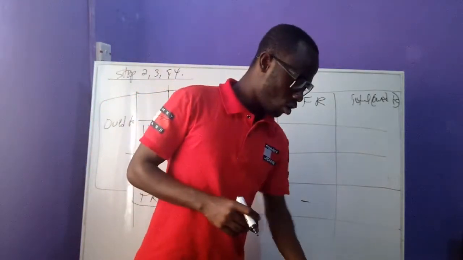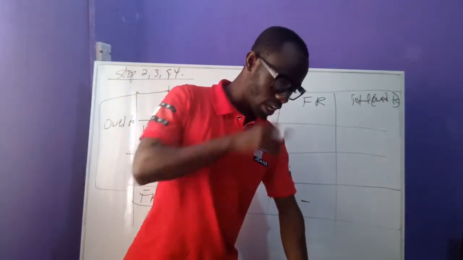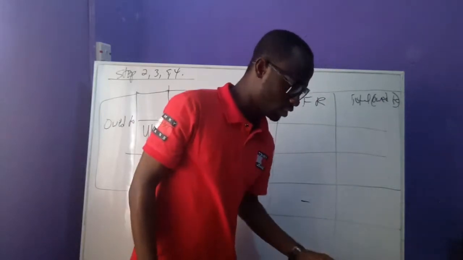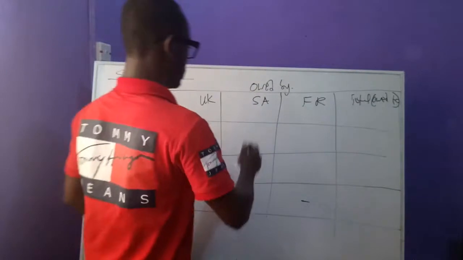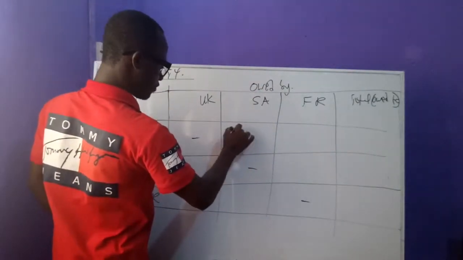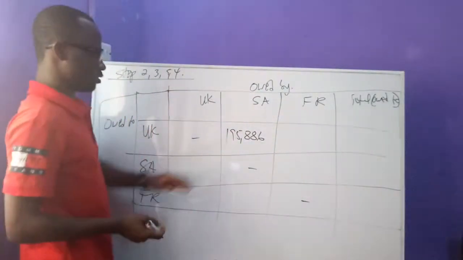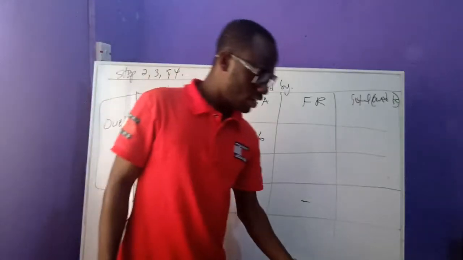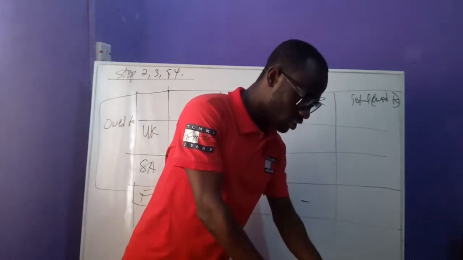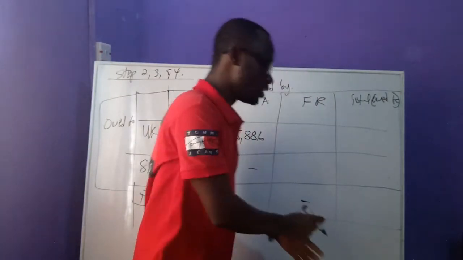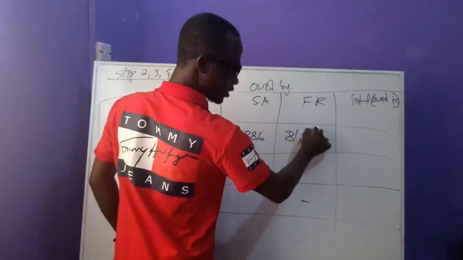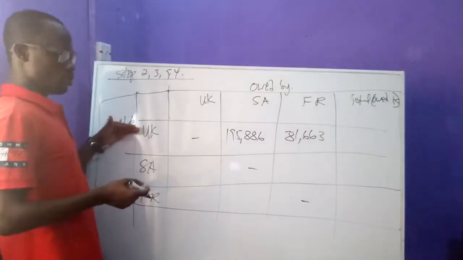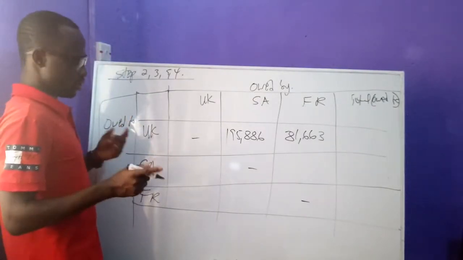Then if we go back to our question, we saw that the South Africa company owes 195,886. So they owe the UK company, and we put it in that order. Then we saw also that the France company owes the UK company 81,663. That's very important.